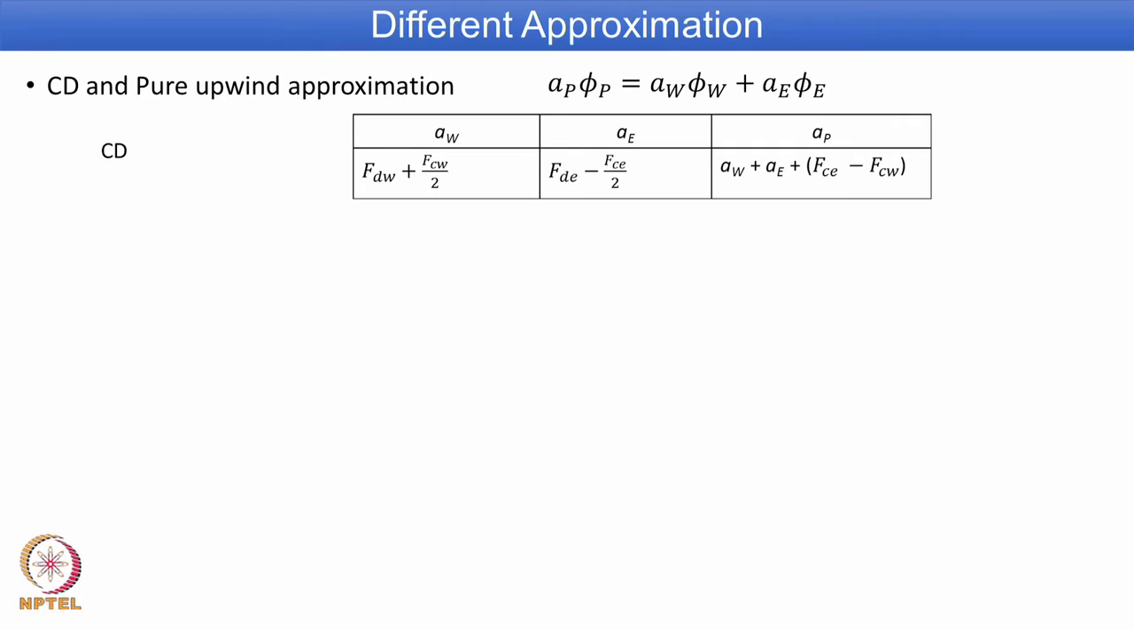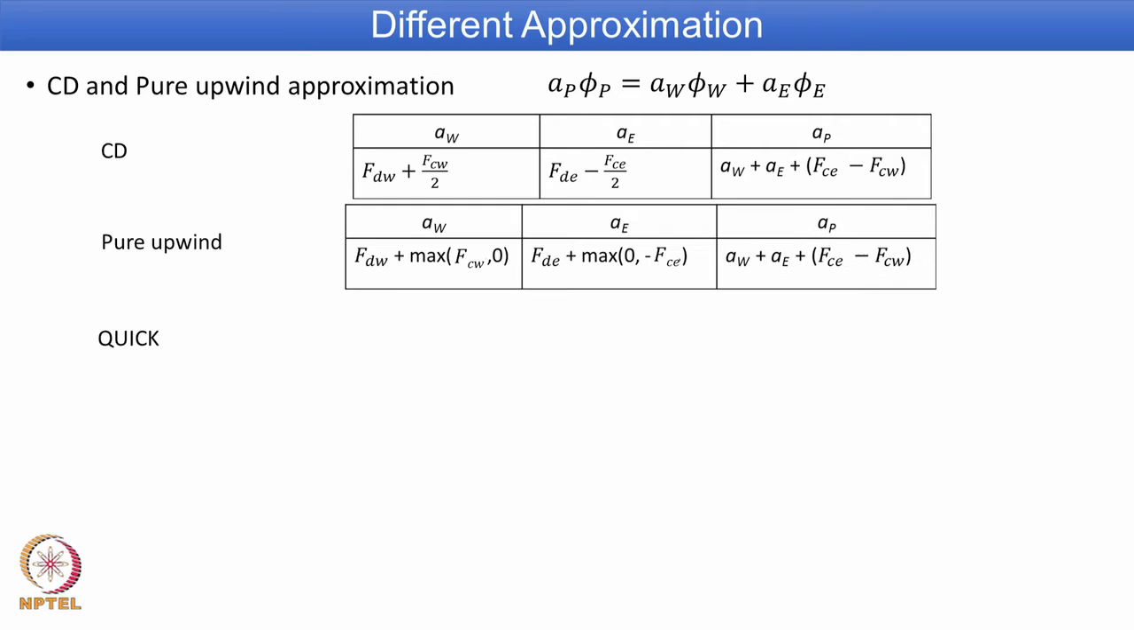So, in the case of CD, expressions for the coefficients AE, AW, AP are shown. Similarly, for pure upwinding, coefficients for AW, AE as well as AP are shown here. You can now understand very well the difference in the terms if it is central type and if it is pure upwinding. In the case of pure upwinding we introduce a term called max of FCW and 0.